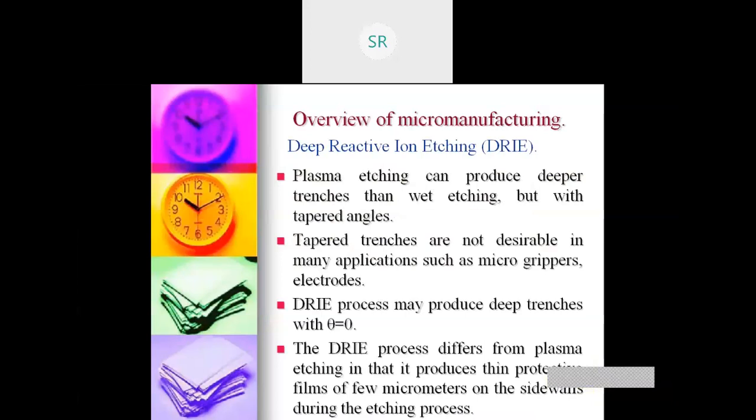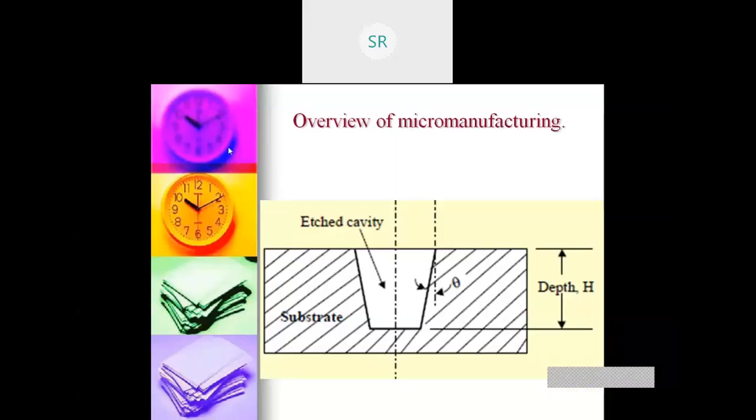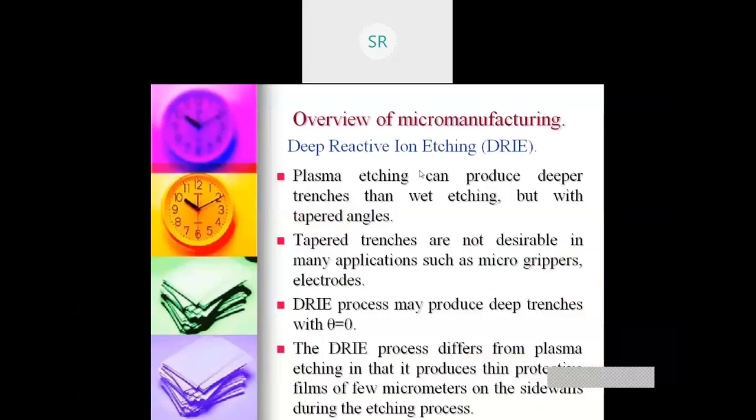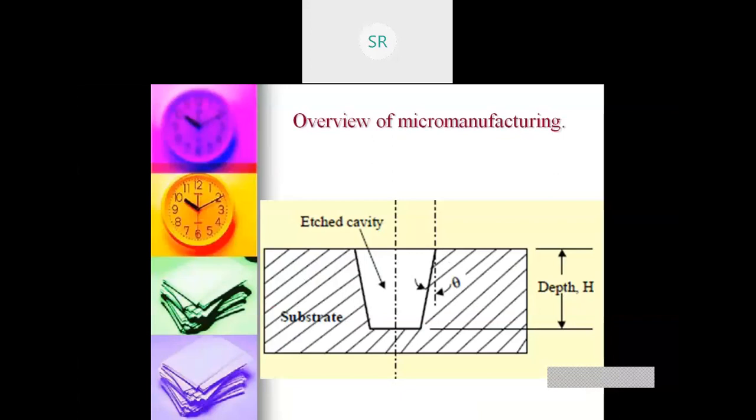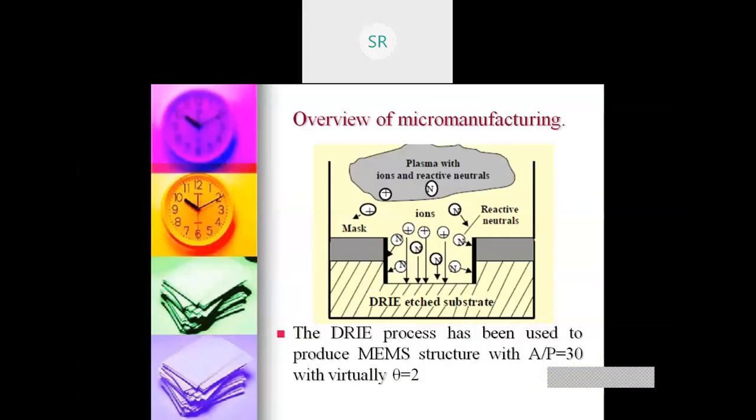And the deep reactive ion etch. In plasma etching I get a deep trench with some angle theta, and what I need to do is make theta equal to 0, or as minimum as possible. For that I go for the deep reactive ion etch. The process is almost similar to plasma etching, but the difference is I need to add a different reactive neutral, which is nothing but fluoropolymers. The fluoropolymers form a thin protective layer on the sidewall during the process.